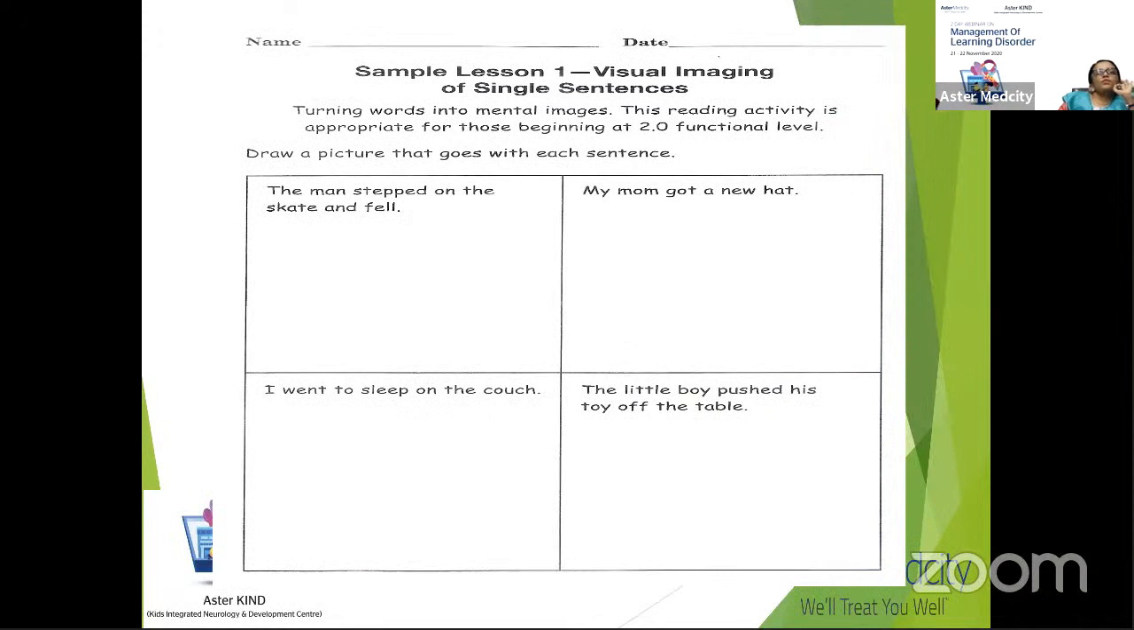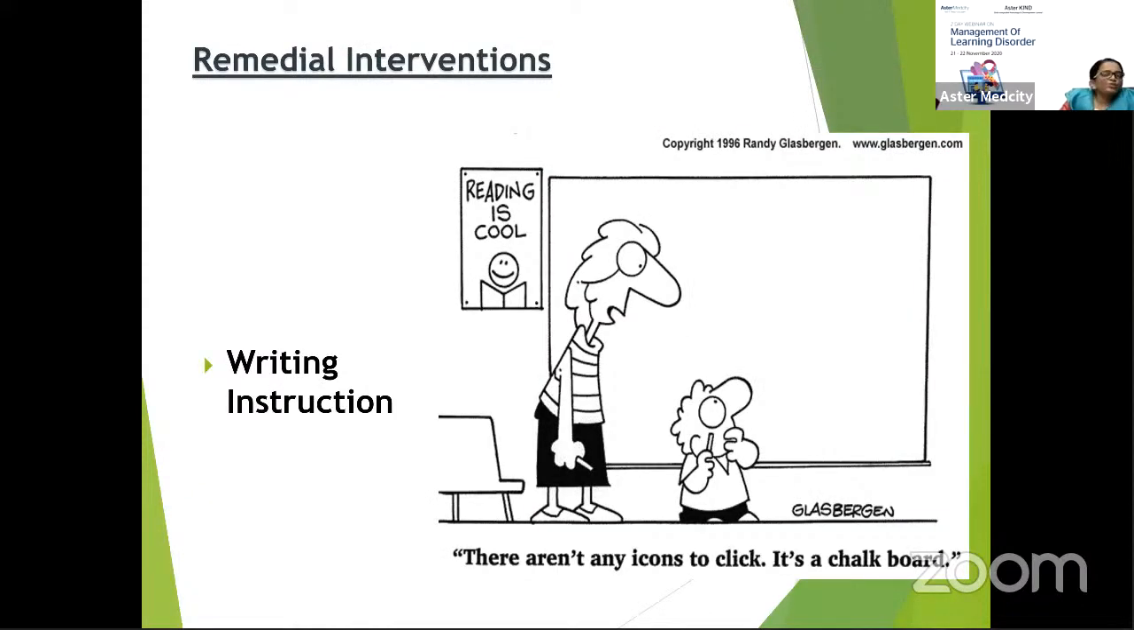And this is for while writing a sentence, draw it. Okay, the man stepped on the skate and fell. Draw a picture, and then it is easy for them to read. So that's the end of reading. Then coming to writing instruction.